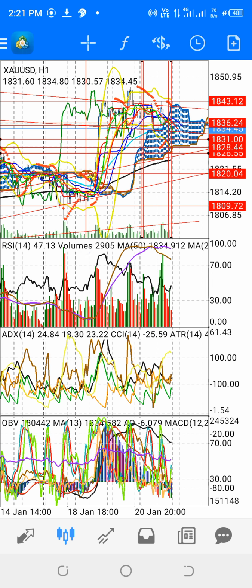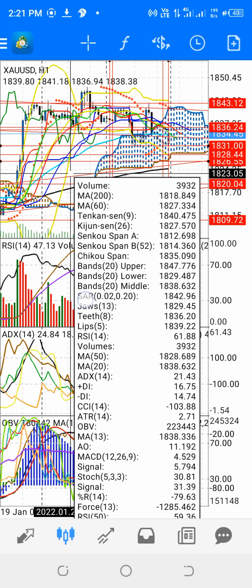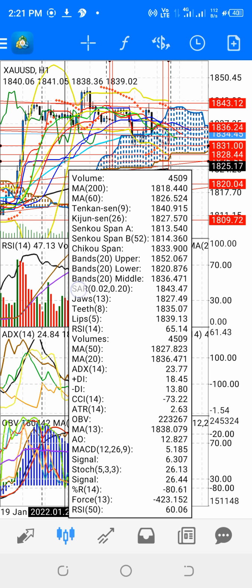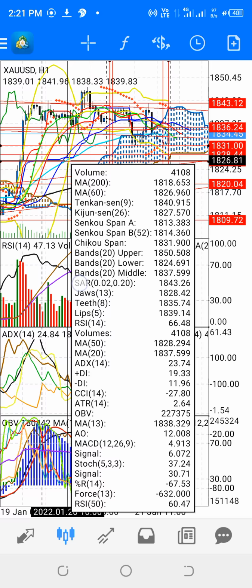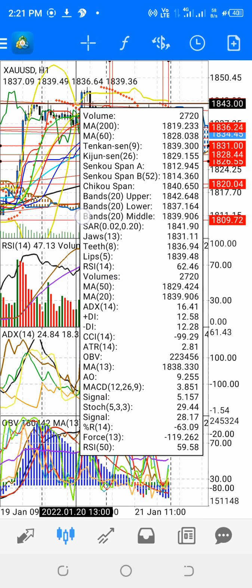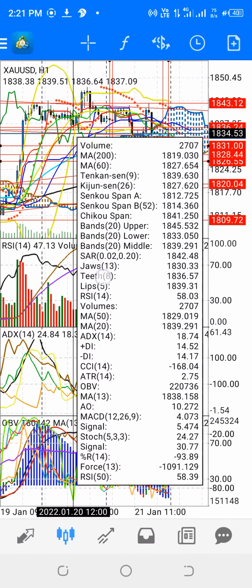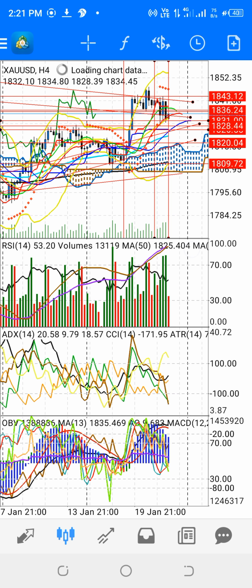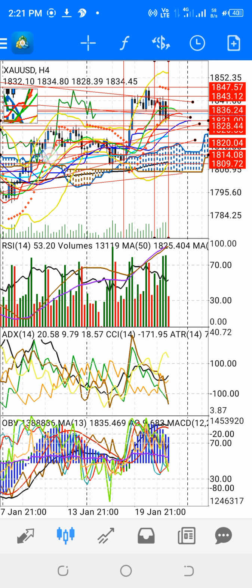Maybe this will drop until this level here. Wait for 1827 and then bounce back for the possible bullish day on Monday. So if we check the 4 hours, this is the structure. In the last 4 hours, here is the highest price, and this is the lowest price here.